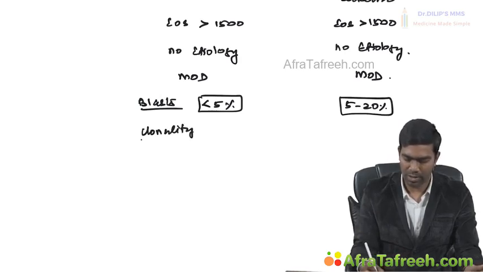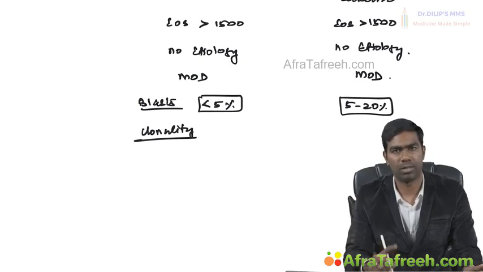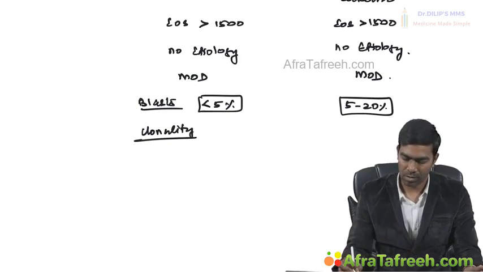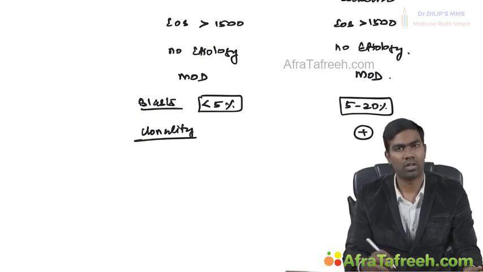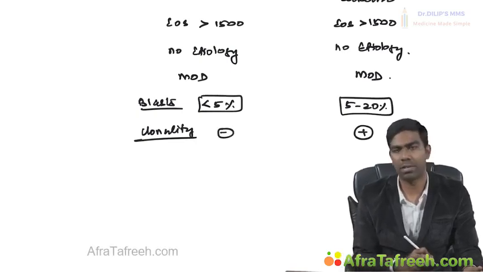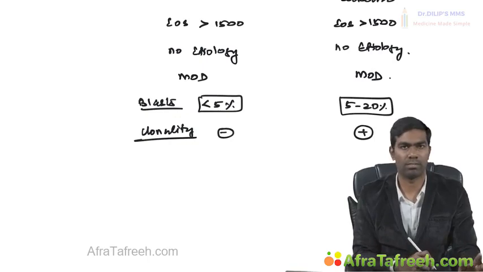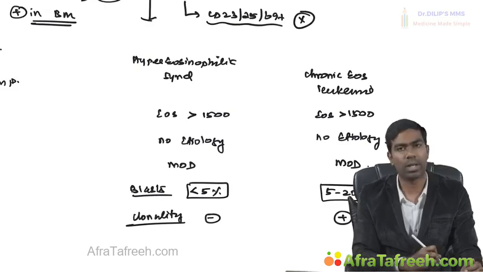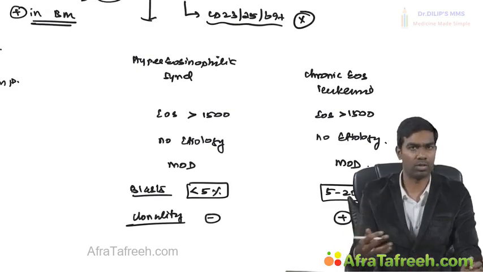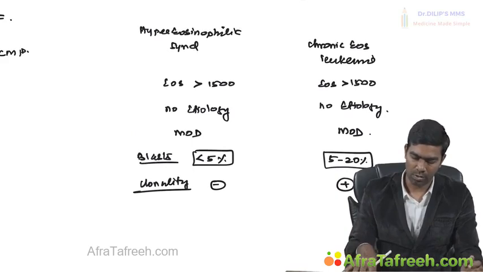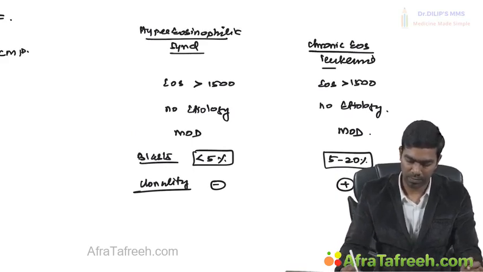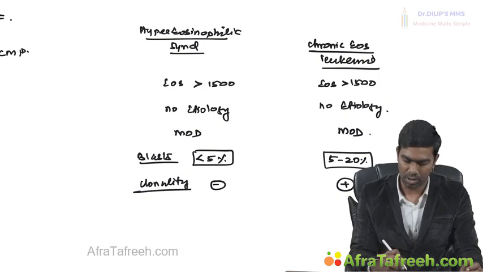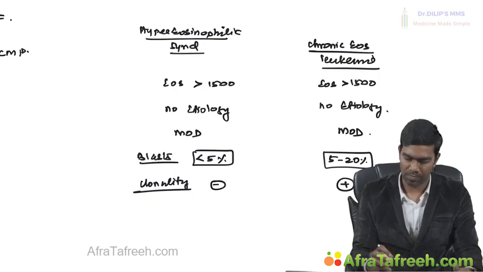Similarly, can you show the clonality? Remember, hypereosinophilic syndrome is not a malignancy. Please understand, hypereosinophilic syndrome is not a malignancy. So clonality will be seen only in chronic eosinophilic leukemia, whereas in hypereosinophilic syndrome you cannot show the clonality. Very important. So you cannot show the CD markers in all the cells. That is called clonality. Clear? So this is how you differentiate between hypereosinophilic syndrome and chronic eosinophilic leukemia.